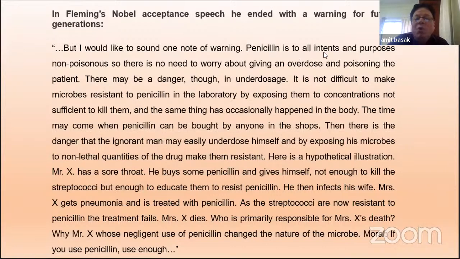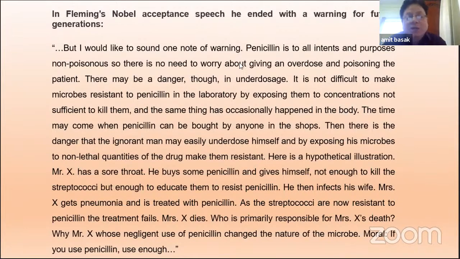Penicillin is to all intents and purposes non-poisonous. So there is no need to worry about giving an overdose and poisoning the patient. Because if you give an overdose, that is still not a problem because it does not affect the human cells. There may be a danger, though, in underdosage. It is not difficult to make microbes resistant to penicillin in the laboratory by exposing them to concentrations not sufficient to kill them. And the same thing has occasionally happened in the body.